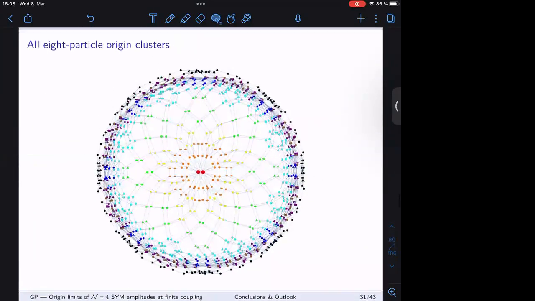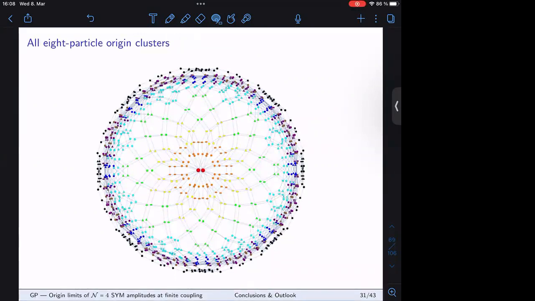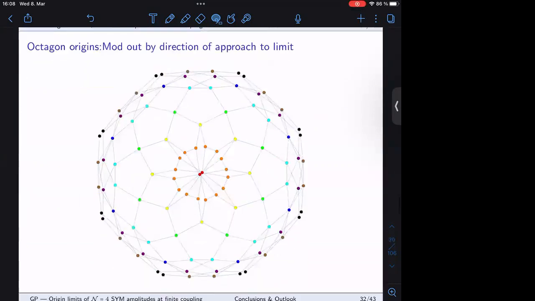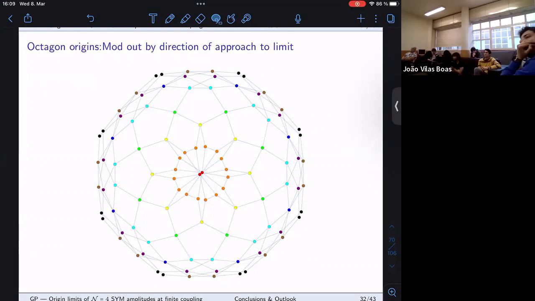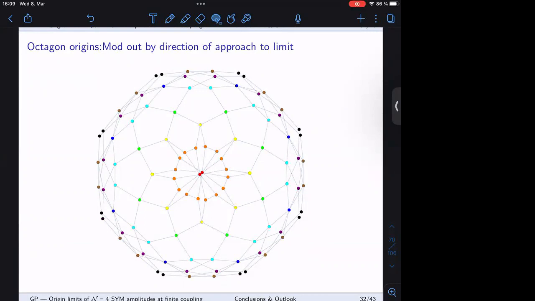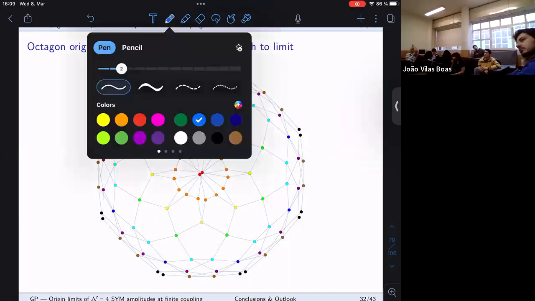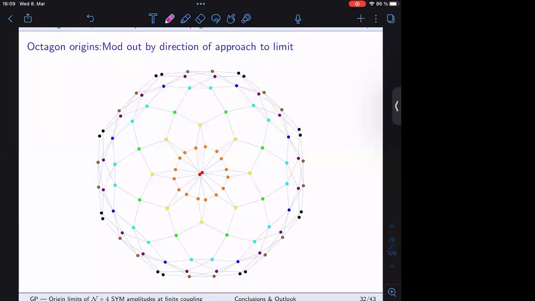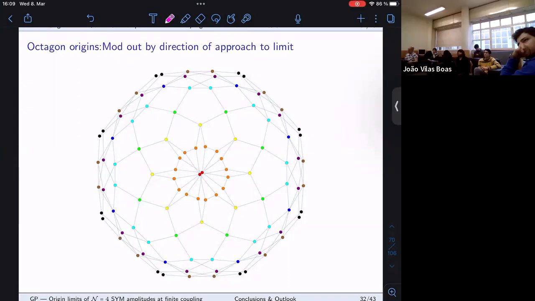So what one can do, so this is the full, first of all, 1188 clusters. This is by not removing the parity half. And since the amplitude itself should not depend on the rate of approach to the limit, one can, in fact, identify all the clusters that only differ by the rate of approach. And in this case, okay, this is also not super clear. So this is a coarser graph, but I believe that, let's see, I will try to draw, I don't know if it's color. So it should be one.